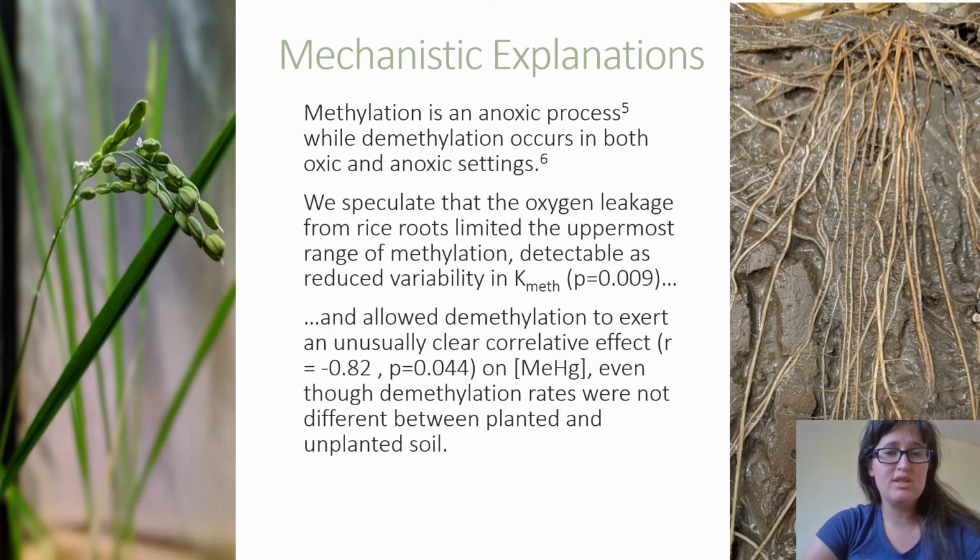Methylation is an anoxic process, while demethylation occurs in both oxic and anoxic settings. We know that rice roots leak oxygen into the soil around them, and this leakage of oxygen was probably limiting the uppermost levels of mercury methylation rate, reducing the ability of the mercury methylators to grow and metabolize and to methylate mercury. So this was detectable as the reduced variability in Kmeth that we saw. At the same time, this decoupling of methylation rate and methylmercury concentrations actually allowed demethylation to shine forth, to be detectable as an actual control on methylmercury concentrations in this soil with rice plants, even though the rice plants didn't necessarily seem to be altering the demethylation rate directly.